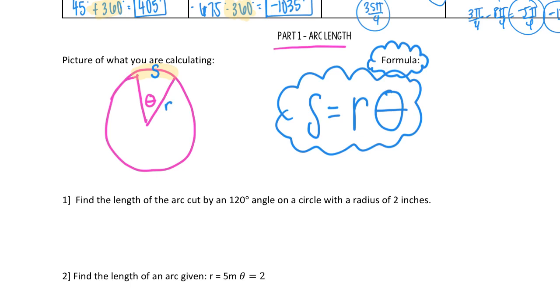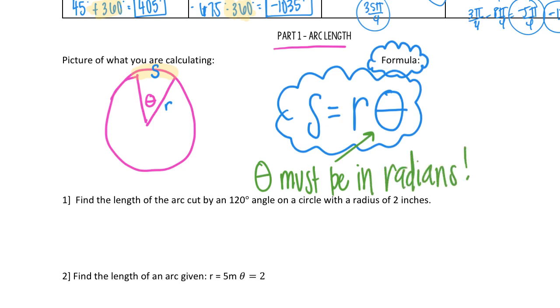And then I want you to add this happy tidbit of knowledge that is a must know. That theta that is in there must be in radians. Do not plug in degrees to that formula.